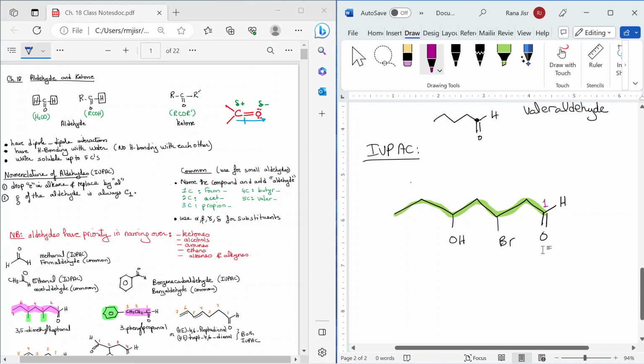So you start numbering from the carbonyl in there, and you try to give the substituents the lowest number possible. So this is 5, this is 6, and this is 7. Name the longest carbon chain. This is heptane, and drop the E in the heptane and add an Al.